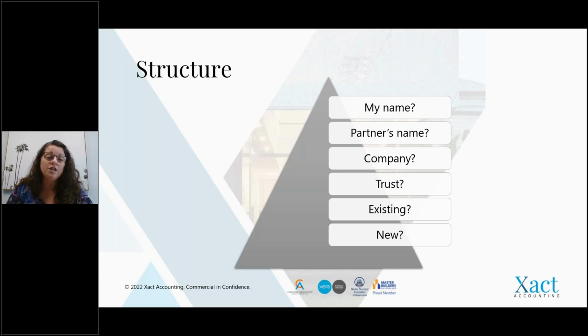Because any income you generate from those projects will be assessed to you personally or to your partner personally. Joint names, the same thing happens. It falls back to both of you jointly.